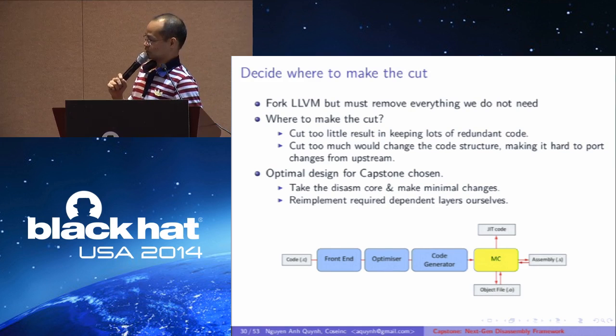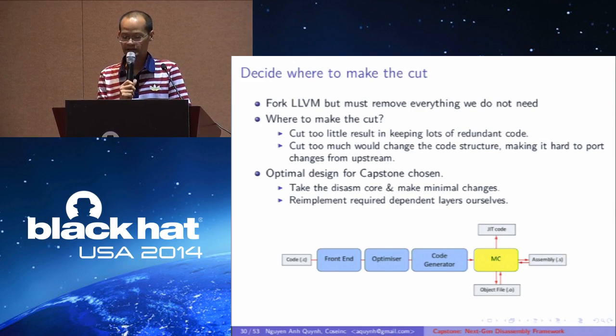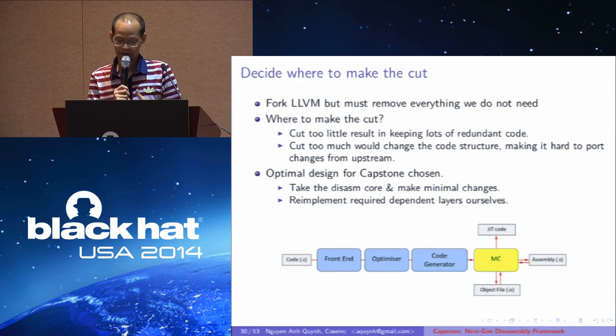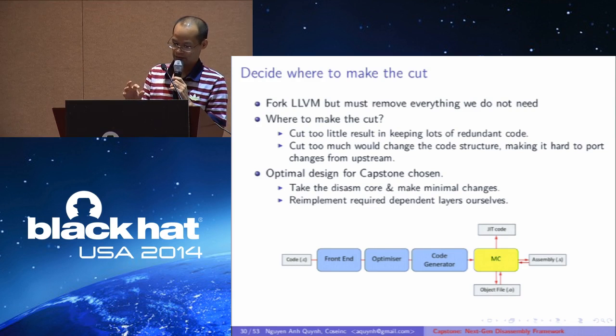So after spending a lot of time looking at the LLVM source code, I came up with what I think is an optimal design for Capstone. I just take the disassembly component inside MC and make very minimal changes. Because after that, I can still easily keep updated with the upstream. And I re-implemented only the required dependent layer ourselves.